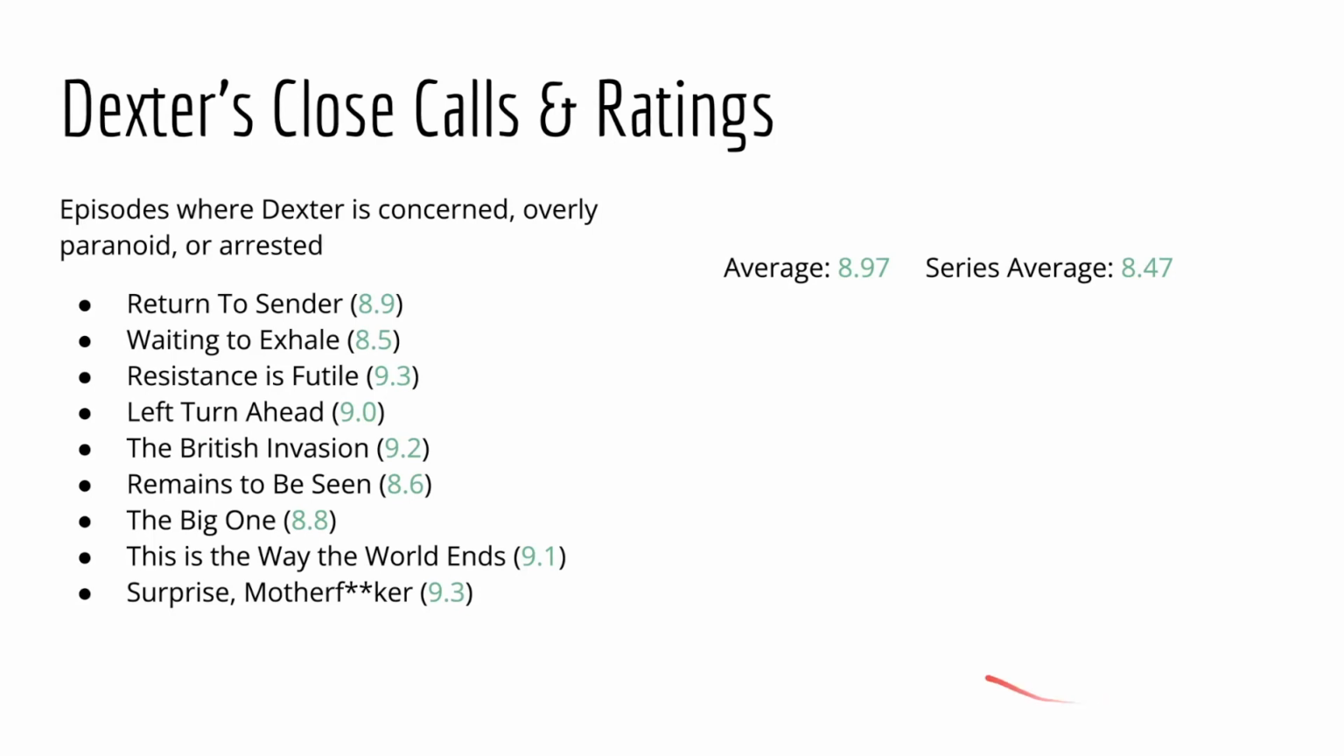So this is just a list of episodes that I collected and I took the ratings. And so the average of those episodes is 8.97 compared to the series average of 8.47. So there is definitely a higher rating when Dexter's concerned about being caught. Also, these 4 from season 2, because that's the most Dexter paranoid season.